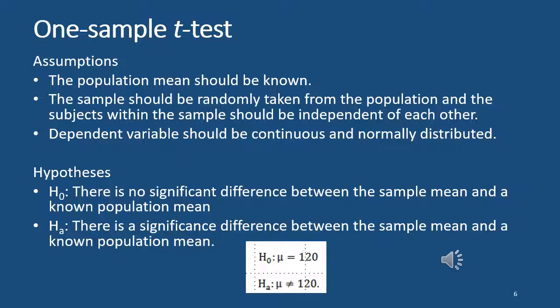The hypotheses for a one sample t-test are: the null hypothesis is that there is no significant difference between the sample mean and a known population mean. And the alternative hypothesis is that there is a significant difference between the sample mean and a known population mean. The example in the little box there is just assigning the number 120 as the known value.